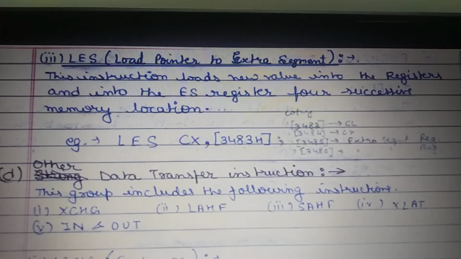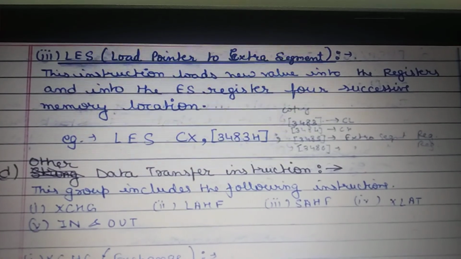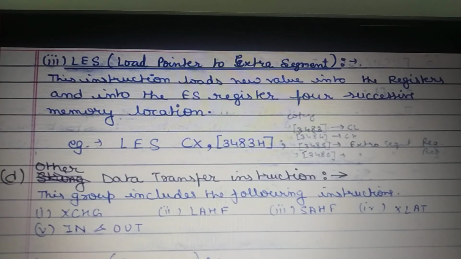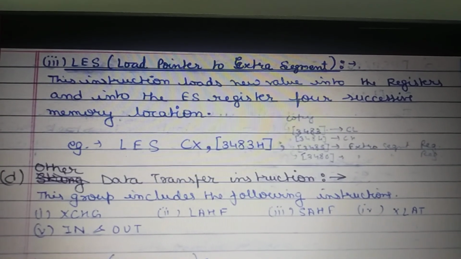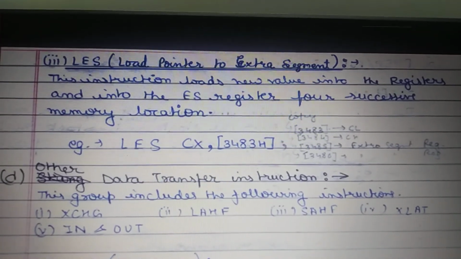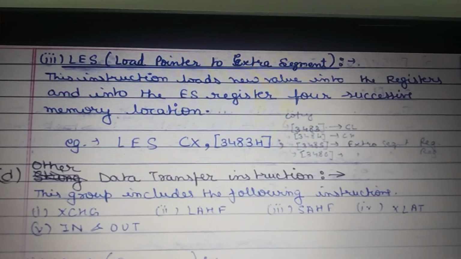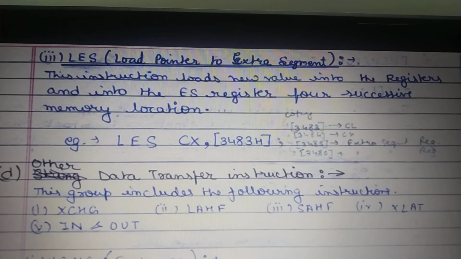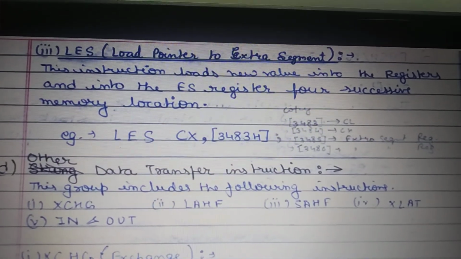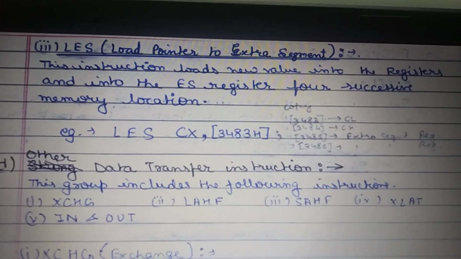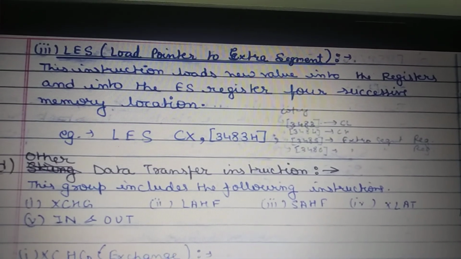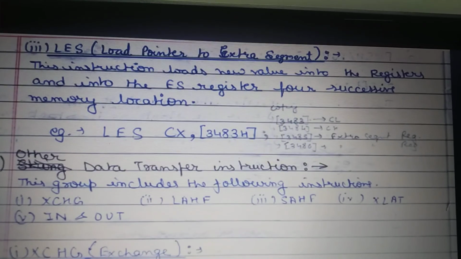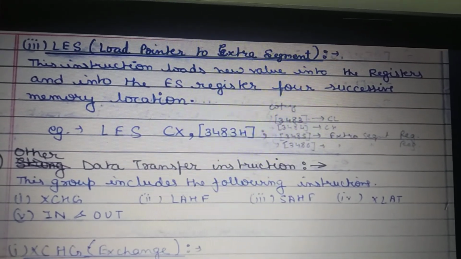Suppose that here it is given LES CX, 3483H. So 3483H is the offset address of the data stored in the extra segment part of the memory. This is the first address of the data. So from the first location corresponding to 3483H, the data is copied and pasted into the CL register and one location of the alternate extra segment.